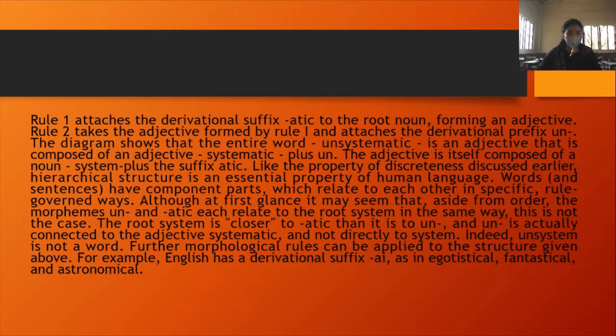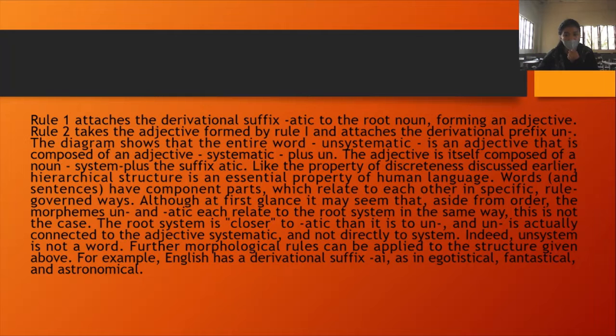Like the property of discreteness discussed earlier, hierarchical structure is an essential property of human language. Words and sentences have component parts which relate to each other in specific rule-governed ways. Although at first glance it may seem that, aside from order, the morphemes un and atic each relate to the root system in the same way, this is not the case. The root system is closer to atic than it is to un, and un is actually connected to the adjective systematic and not directly to system. Indeed, unsystem is not a word.